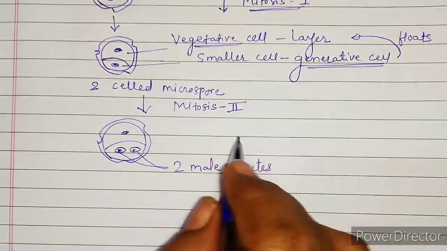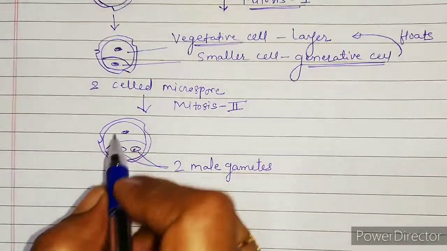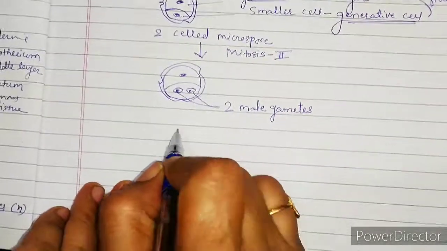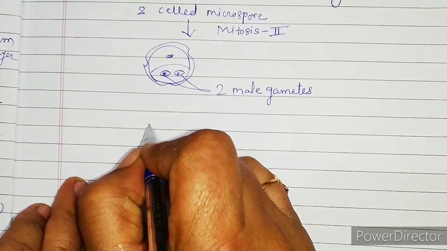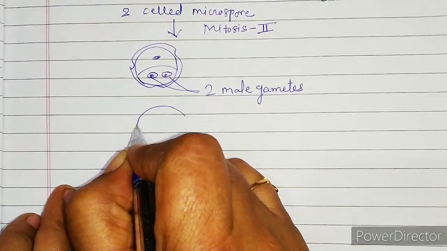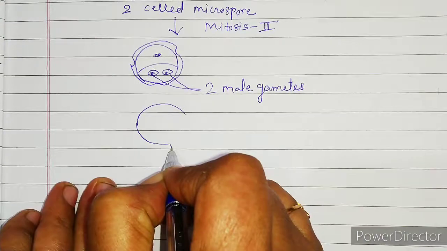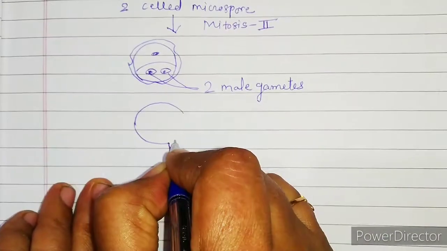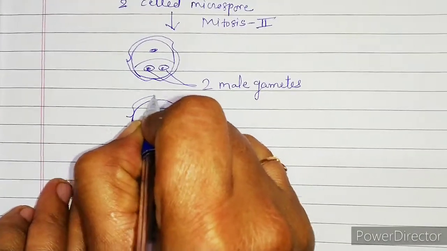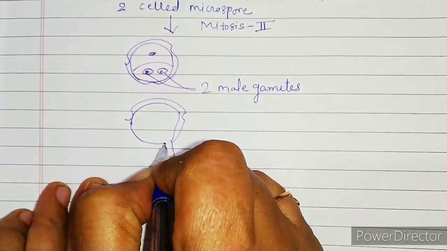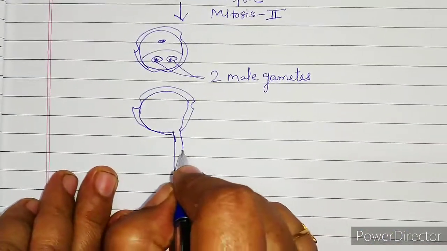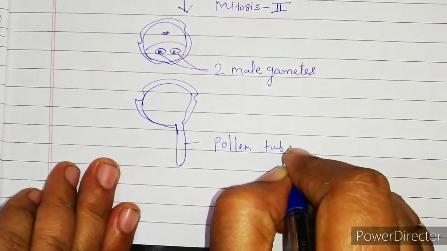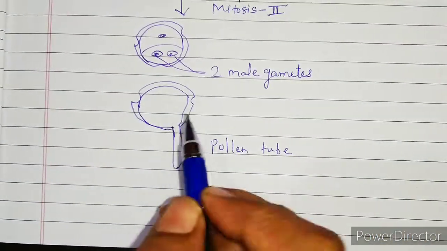After that, due to pressure, the intine, the inner layer, comes out through the germ pore like this, out of the outer exine. This structure is called the pollen tube. The pollen tube is nothing but the extension of the intine.